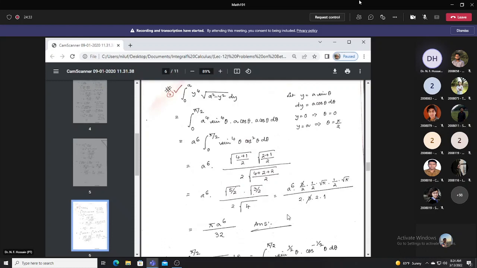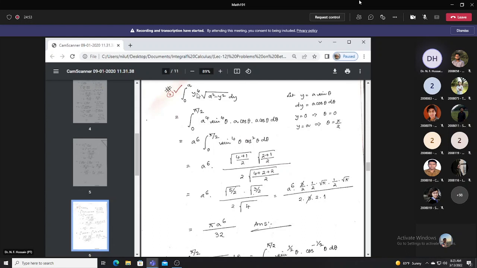Next, I think this one is easy. You just take y equal to a sine theta. So dy will be a cos theta d theta. When y equal to 0, theta should be 0. When y equal to a, sine theta should be 1, so theta should be pi by 2.